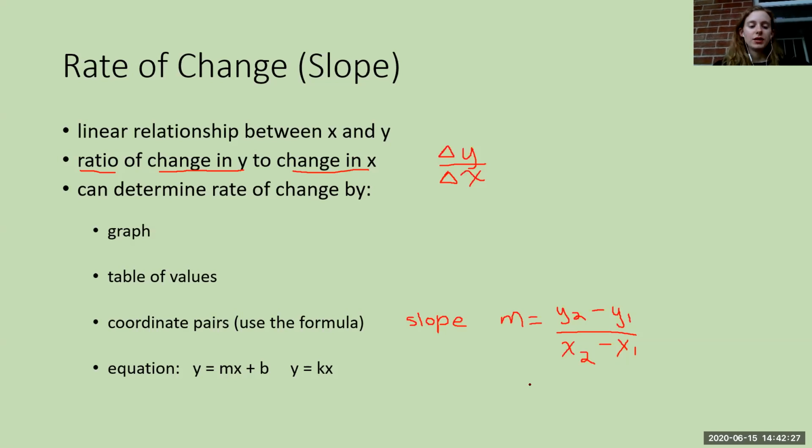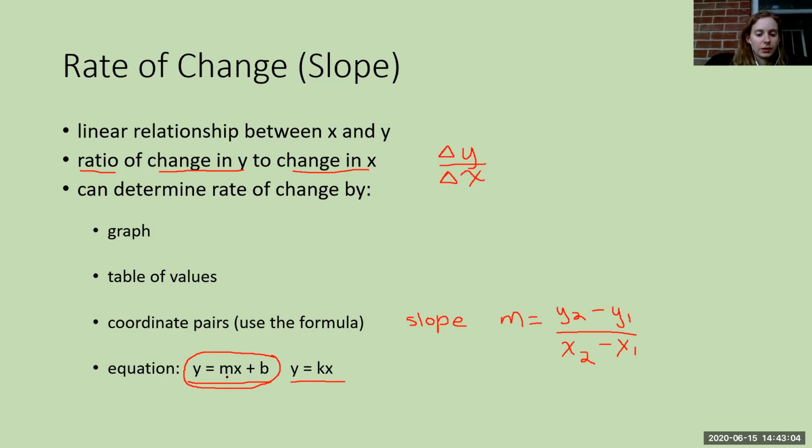And then finally, you can determine slope by looking at a linear equation. So most often we will encounter linear equations that are in one of these two forms. So this here, this is on your GED math formula sheet. This is called slope-intercept form of a line. We're not going to go into too much detail about that today. We're not going to talk too much about y-intercepts, but we are going to talk about slope.